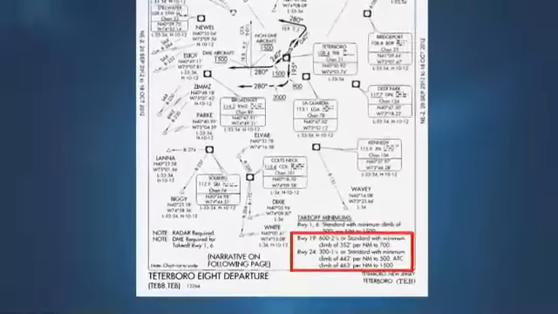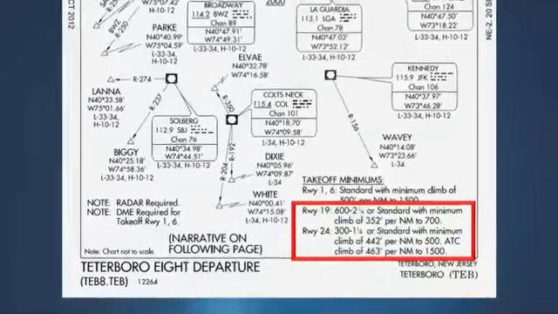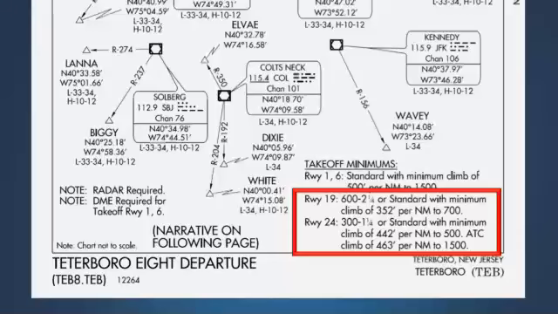These climb requirements are determined in consideration of all aircraft that are authorized to use the procedures and the full range of airspeeds that may be flown by departing aircraft. For example, 250 knots below 10,000 feet.